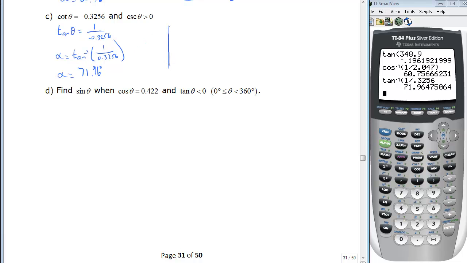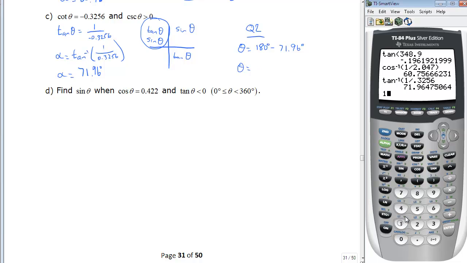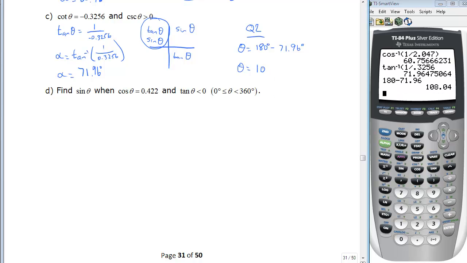Now we have to figure out the quadrant. Cotan goes with tan, so that's negative in quadrant 2 and quadrant 4. Cosecant positive, well, that goes with sine. So sine is positive in quadrant 1 and quadrant 2. So our answer has to be quadrant 2. In quadrant 2, we know that the angle is equal to 180 degrees minus our reference angle, which is 71.96, which tells us that theta, if we go to our calculator, 180 minus 71.96 is 108.04 degrees.